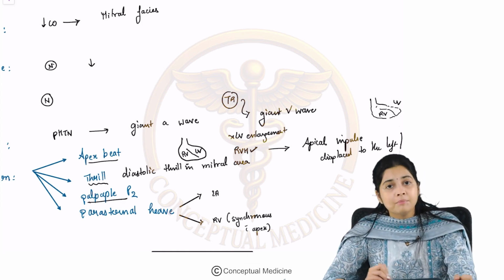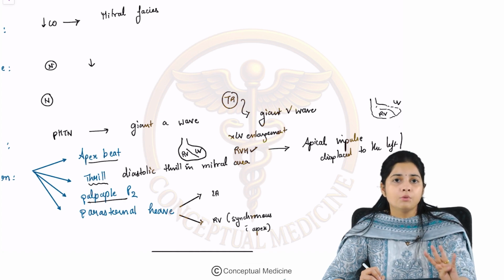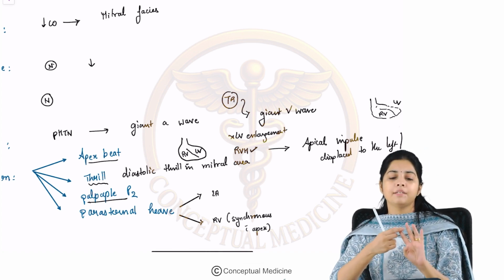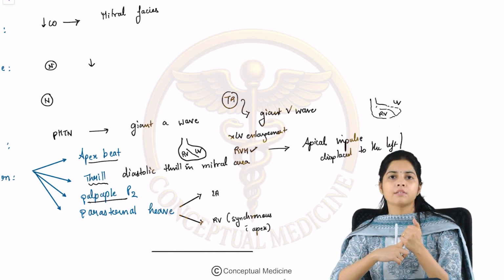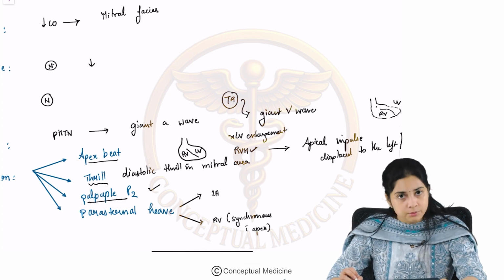We look for palpable P2. Why? Because with the development of pulmonary hypertension, you can find a palpable second heart sound. And how do you palpate for the palpable second heart sound? You palpate it using the tips of your fingers in the left second intercostal space, or your pulmonary area. So you will find a palpable P2.